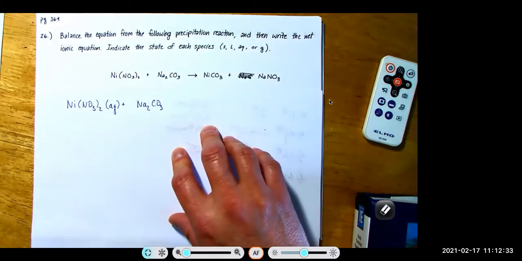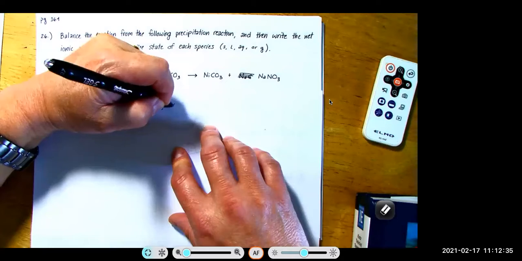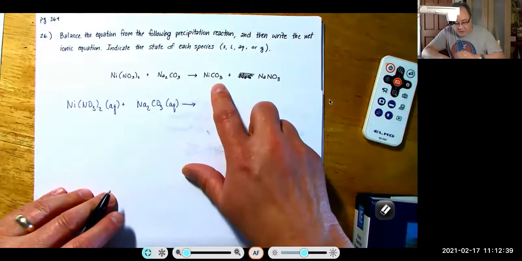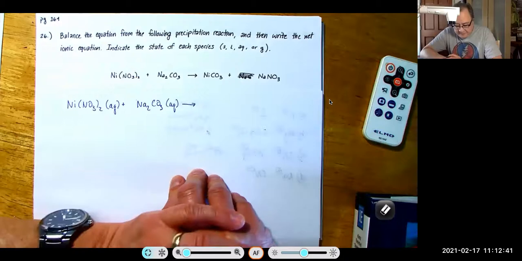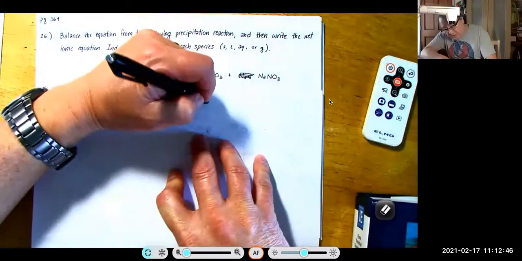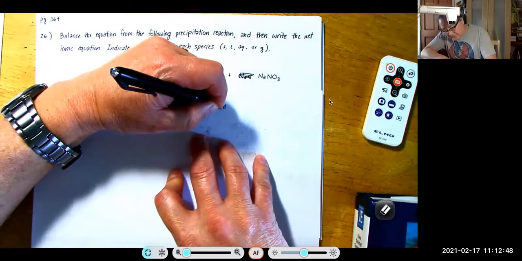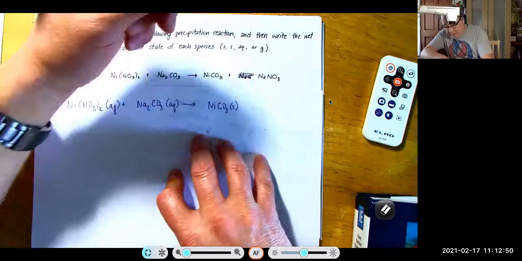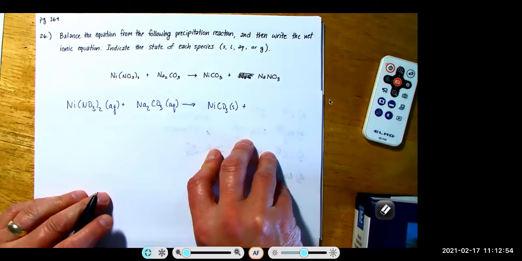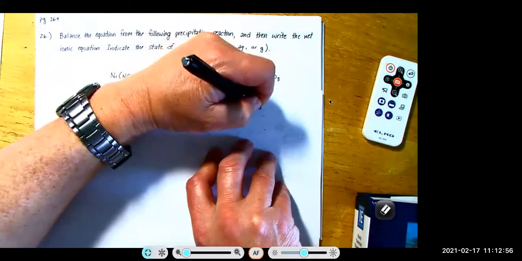Yes, it's aqueous because of the 1A ion. That's right, because of the sodium ion. Would this be dissolved in water? Well, it's a carbonate, so no. So what do we put behind it? Solid. And would this be dissolved in water? Yeah, because it's a nitrate. Okay, it's aqueous still.